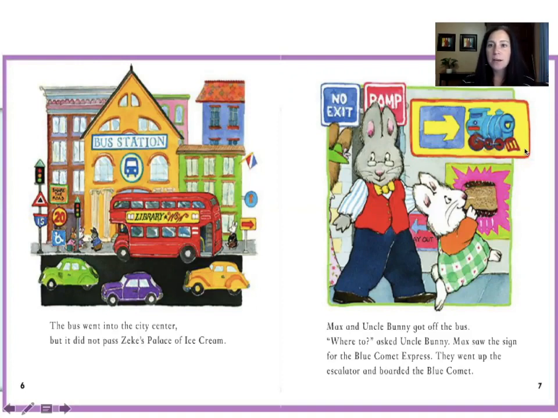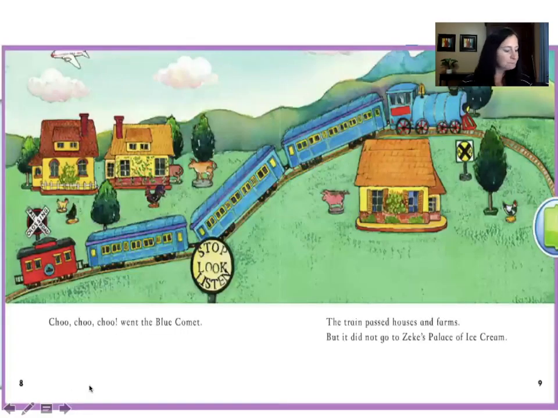Look up here at another sign in the illustration. The author says that it is the Blue Comet Express. But what kind of transportation is that? That's right, boys and girls, a train. And look at underneath the train. What do you see a picture of? That's right, the double chocolate ice cream Whamburger. Wow. So they went up the escalator and boarded the Blue Comet. Who is they referring to? Great job, Uncle Bunny and Max. Great reading. Let's turn the page and keep reading.